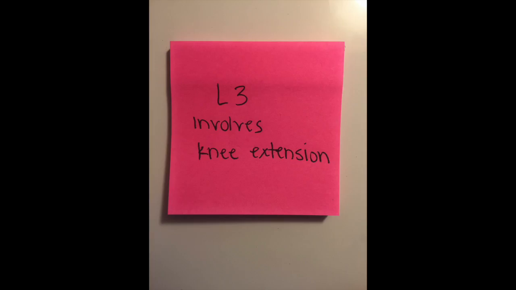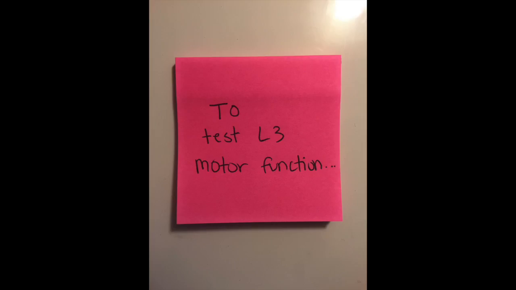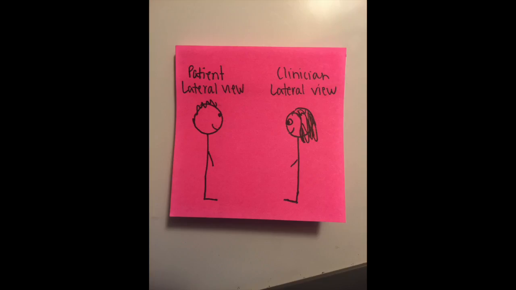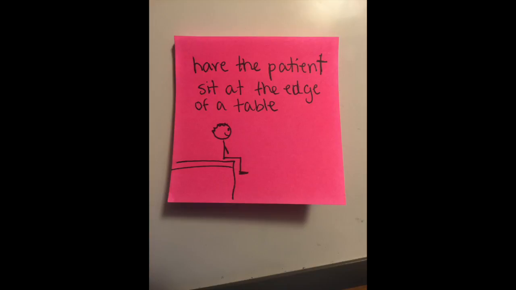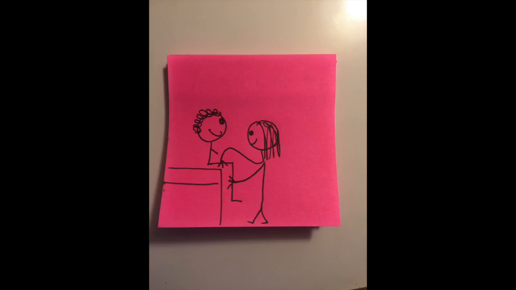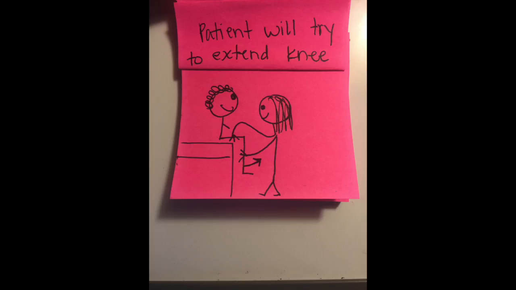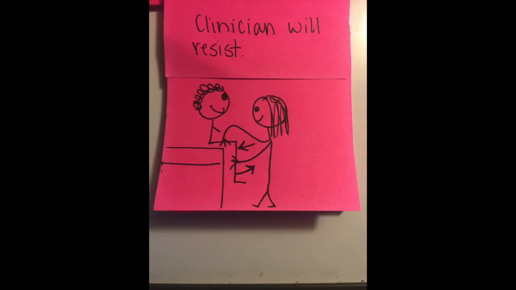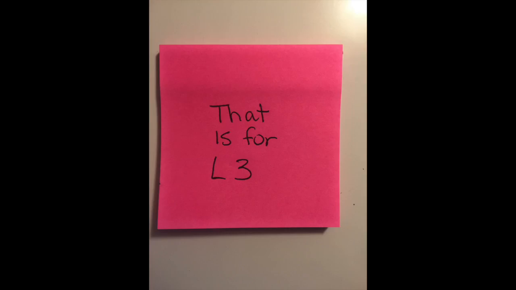Next is L3. L3 involves knee extension. In order to test L3 motor function, have the patient sit at the edge of the table. The patient is going to try to extend their knee, and the clinician will resist them. That would be done to test L3.